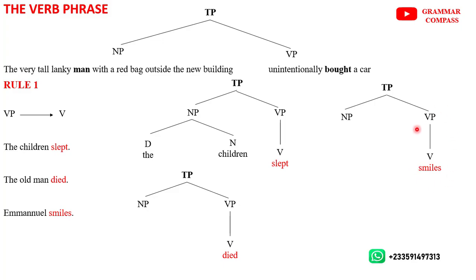This is how to draw the tree for it. Now that we know how to represent verb phrases consisting of only one verb, let us move on to rule number 2, where the verb phrase consists of the verb, which is the head, and then some other elements. Remember that the verbs that support this kind of verb phrase are all intransitive verbs. They do not demand the occurrence of any elements as complementation.